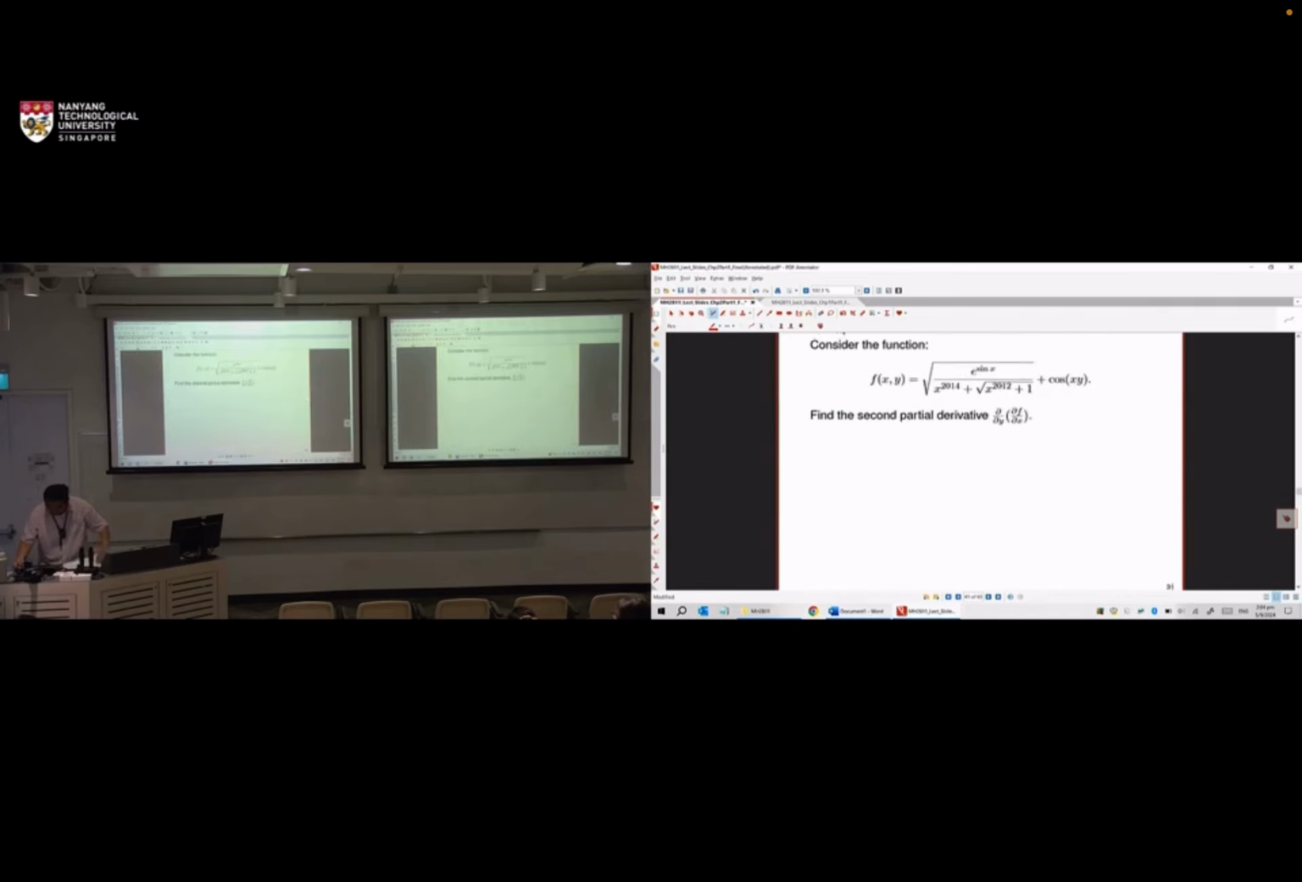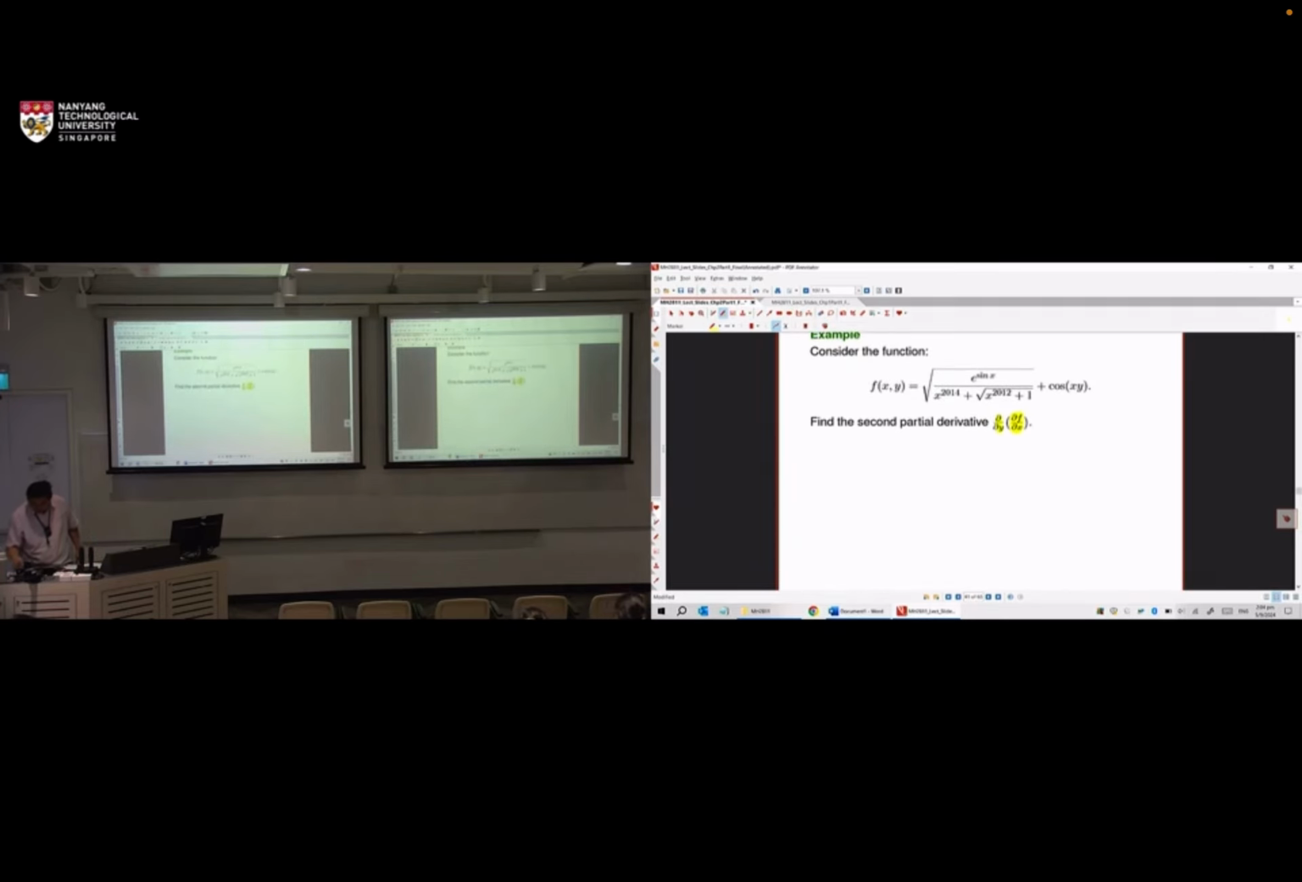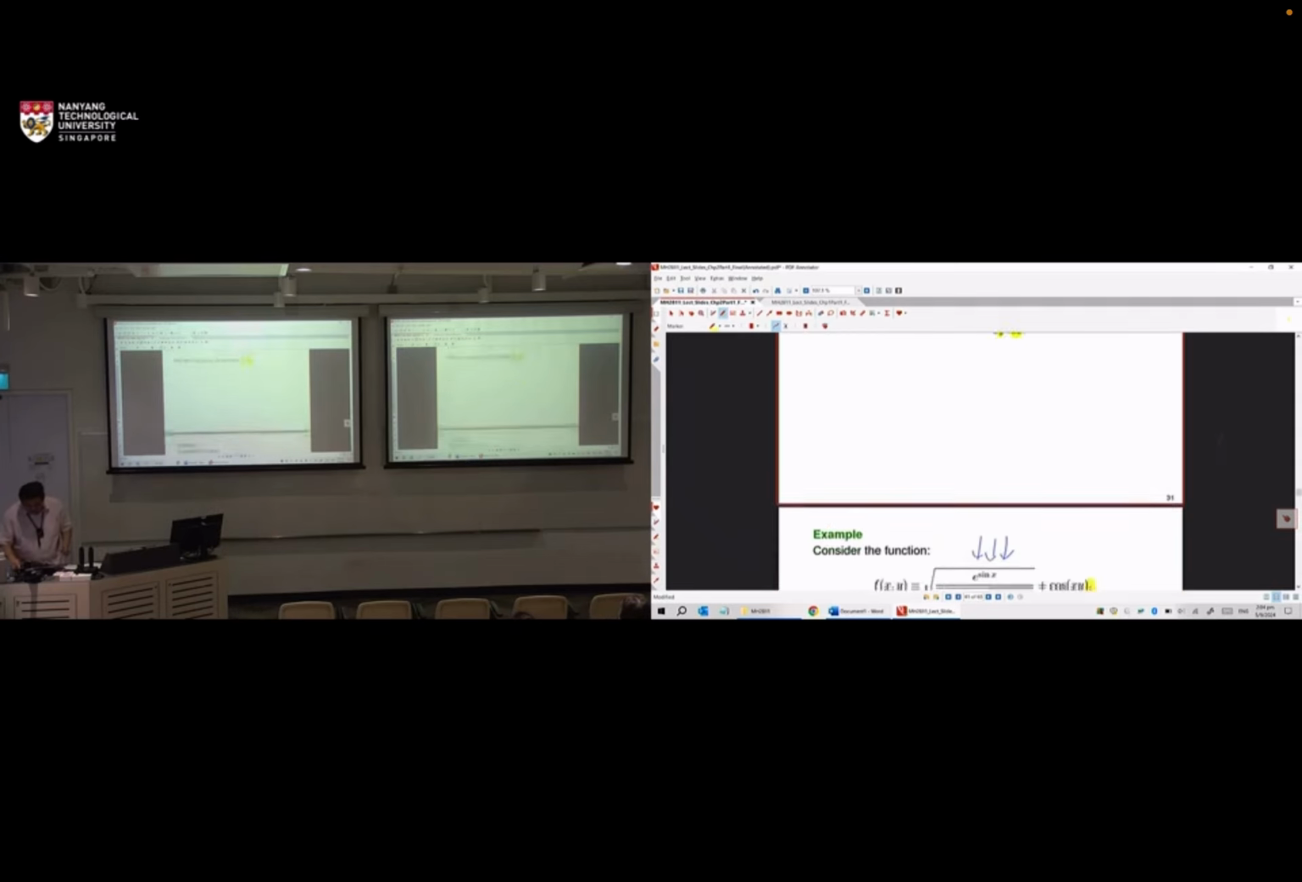Next example over here. Find the second partial derivative. That means I want you to do this one first, then this one. You see the expression, the square root thing inside is all x. So if you follow my instruction and do x first, you do what? It will take like 5 pages. So my point here is that you should always make it convenient for yourself.